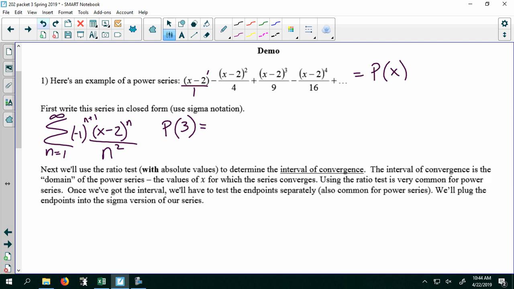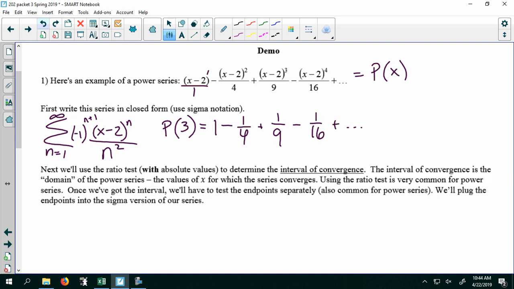So 3 minus 2 is 1. 1 to the first over 1 is 1. And then I have a minus, and then 3 minus 2 is 1. 1 squared is 1 over 4. 3 minus 2 is 1. 1 cubed is 1. So I have 1 over 9. And then minus 1 over 16.